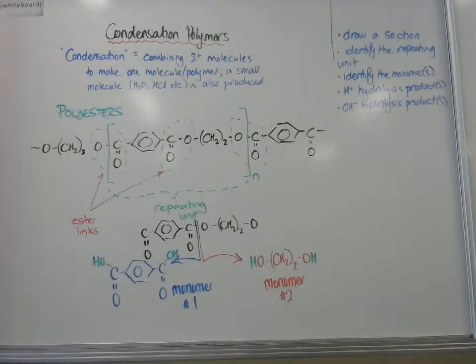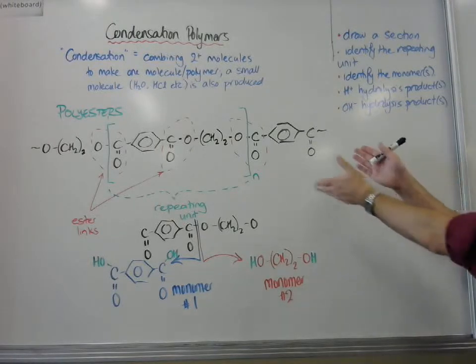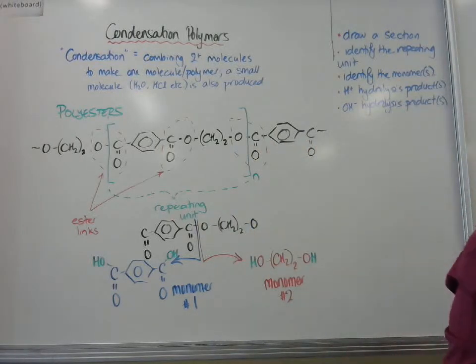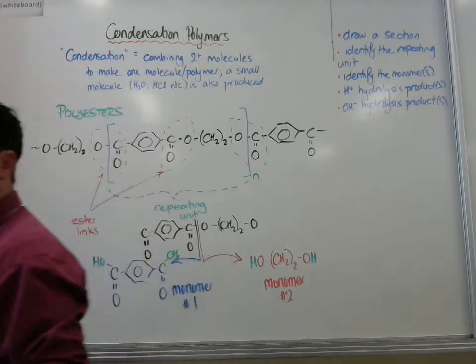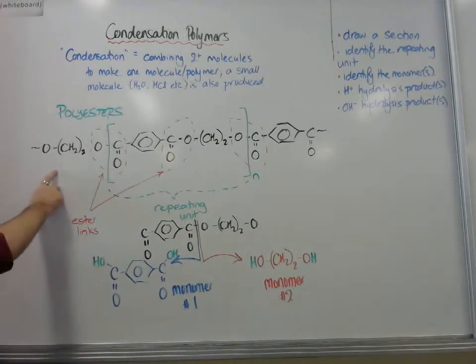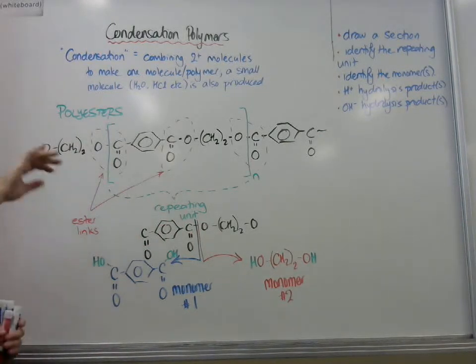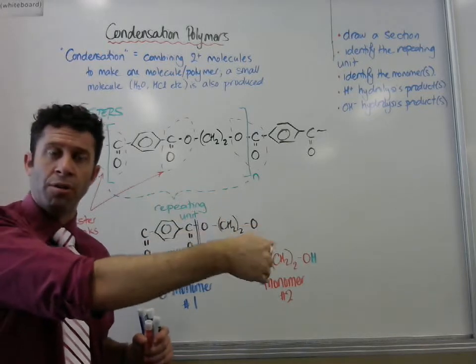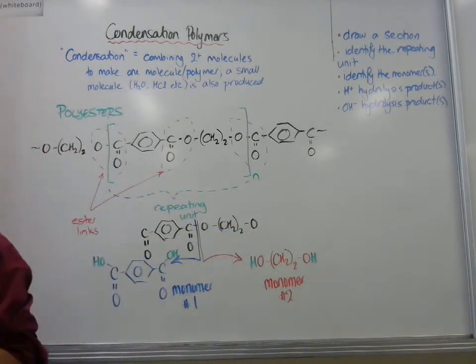Right, let's go through it. I've been given a section of a polymer. I think this one here is called Terylene, which is a type of plastic, basically. Terylene is made from two monomers. To identify the repeating unit, the first thing I should do is identify it as a polyester. So I look for all of the ester links, and an ester link is a carbon chain, then COO, then a carbon chain, then COO, then a carbon chain. That's what I'm looking for.